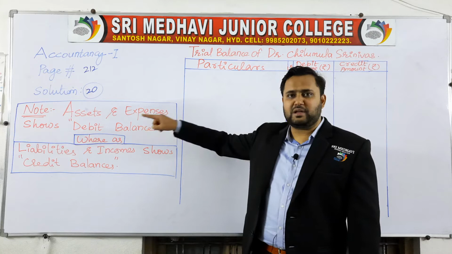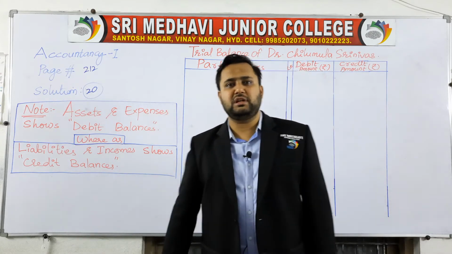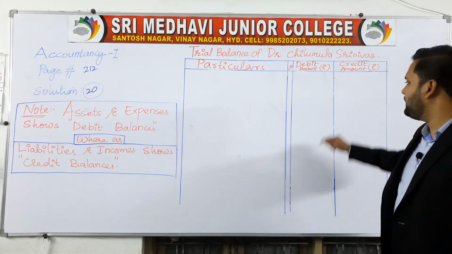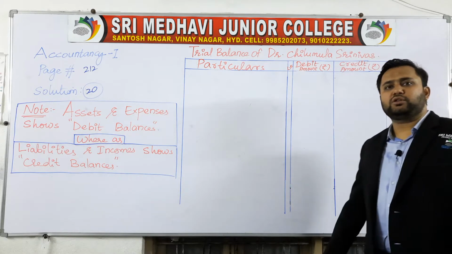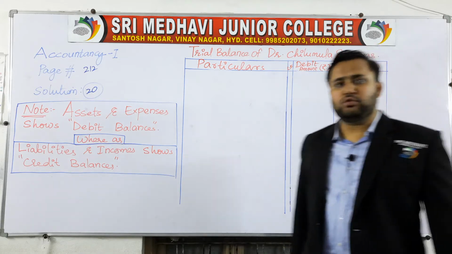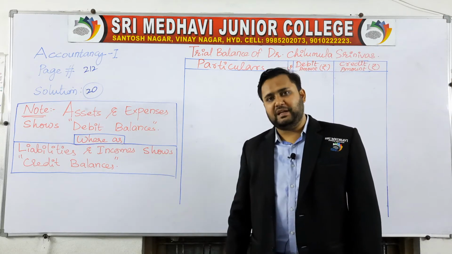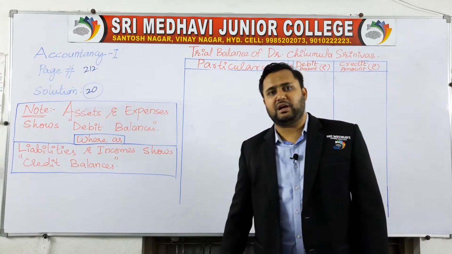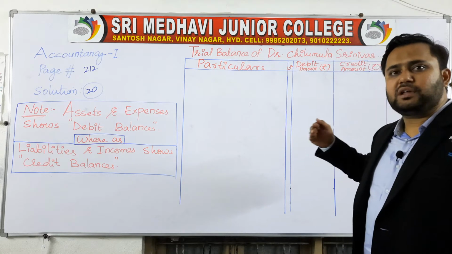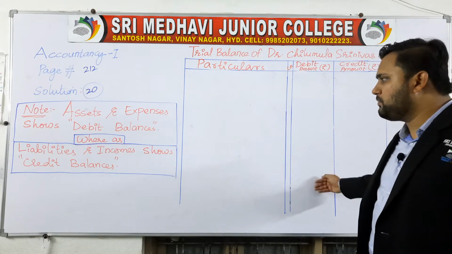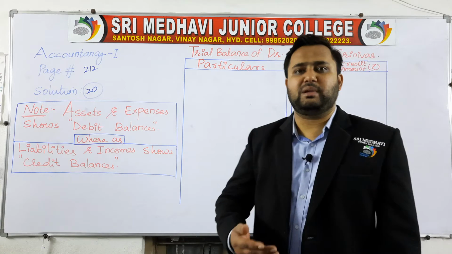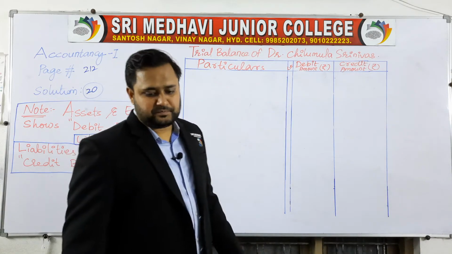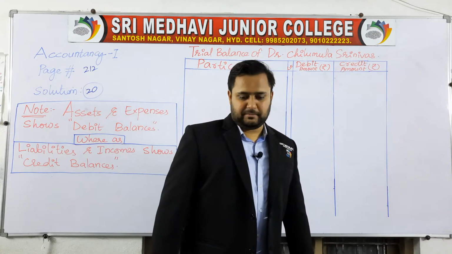Point number 1 is whenever you find an asset in the question, you have to write that amount in the debit column. Whereas if you find liabilities, you have to write the amount in the credit column. Assets and expenses show debit balances, whereas liabilities and income show credit balances. That is why you have to write the asset amount and expenses amount in the debit column and vice versa, which is nothing but liabilities and incomes you have to write in the credit column. Let's see the problem number 20.